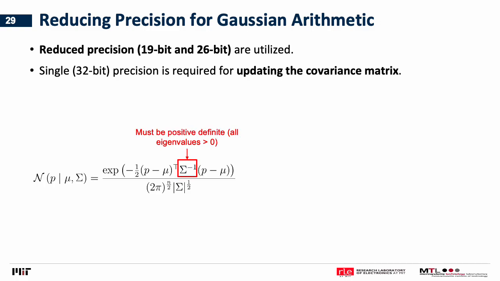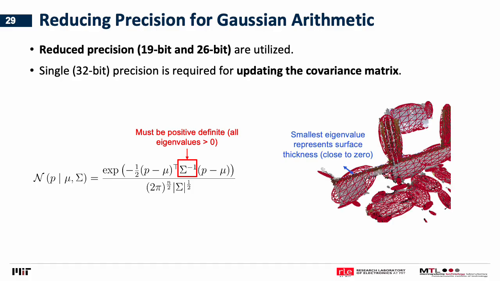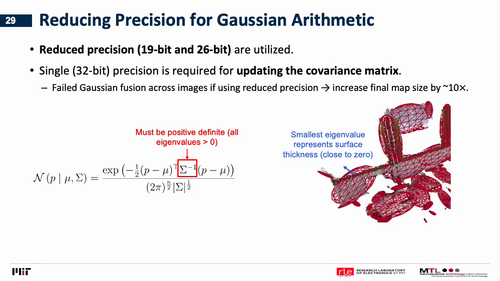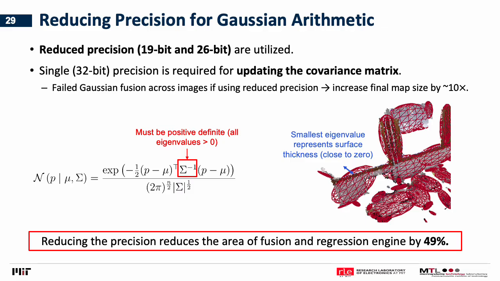On the left, we have the equation of the Gaussian, where the inverse of the covariance matrix is in the numerator. The eigenvalue of this covariance matrix is the thickness of the Gaussian surface. If we were to compute the covariance using reduced precision, the eigenvalue can become exactly 0, which degenerates the Gaussian and makes this matrix non-invertible. This results in slight degradation in map accuracy, and most importantly, Gaussians representing the same object across images could not be fused properly, which leads to around a 10 times increase in the final map size. With the precision reduced properly, the area of the fusion and regression engine is reduced by 49%.